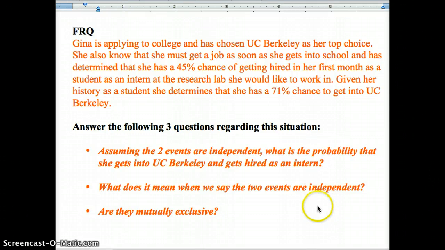What does it mean to say that they're independent? And then are they mutually exclusive? Why or why not? Pause now and answer the free response, and then continue with the video.